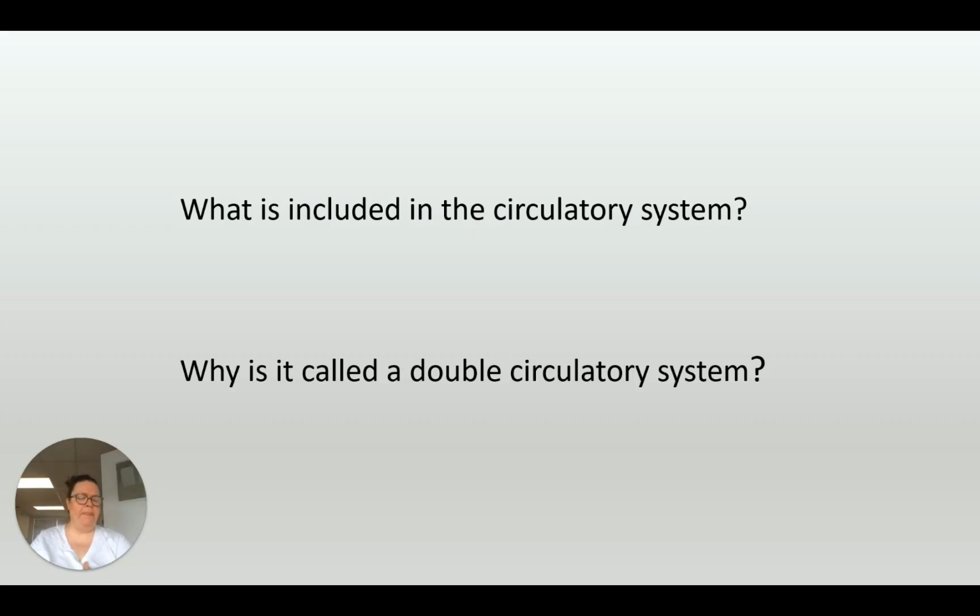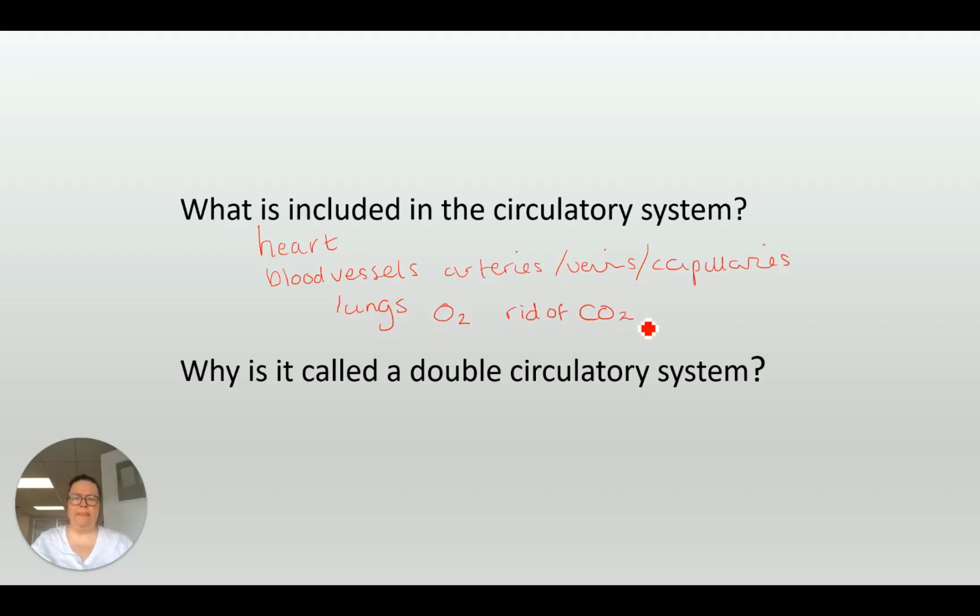So what is included in the circulatory system? So we've got the heart. Hopefully you got that one. We've got the blood vessels, which are arteries, veins, capillaries. And then we've also got the lungs, because at some point we need to pick up some oxygen, because that's the whole point of our circulatory system. Not only pick up oxygen, but also get rid of carbon dioxide. Everyone forgets that bit. Good. So that's what we've got in the circulatory system.